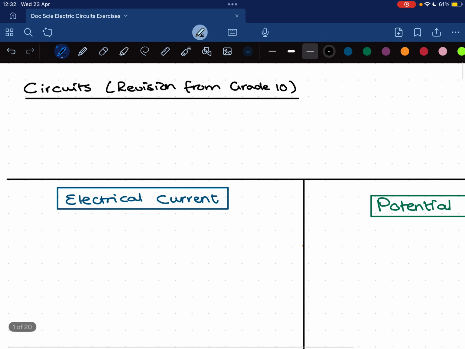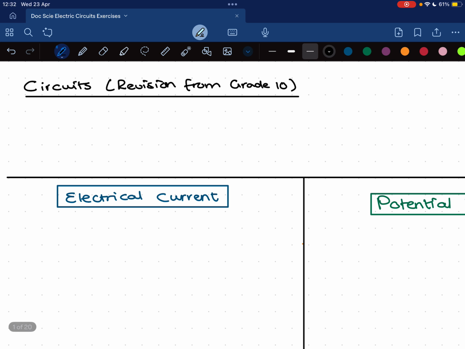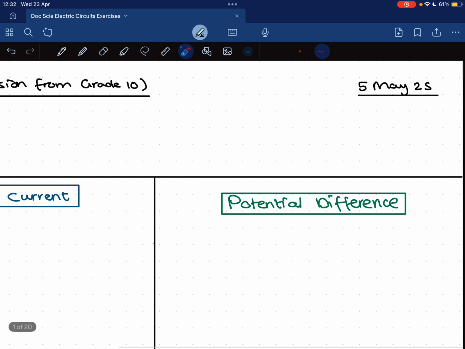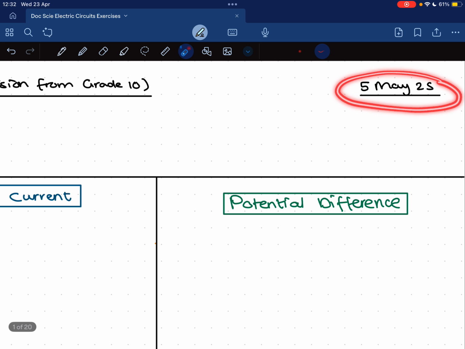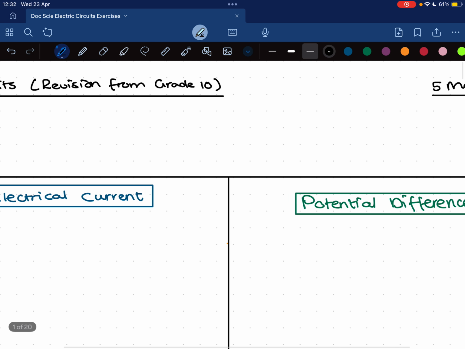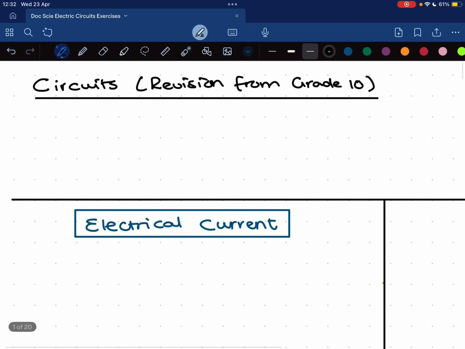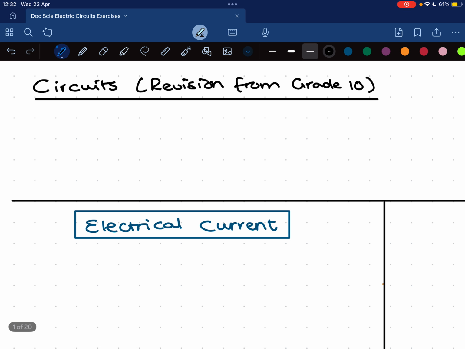Okay, so our first lesson that we're going to start off today is a brand new topic which you should be able to remember from last year, which is electrical circuits. So the first thing we're going to discuss are the topics that we looked at last year. So the heading for today is circuits, revision for grade 10, and the date will be the 5th of May 2025.